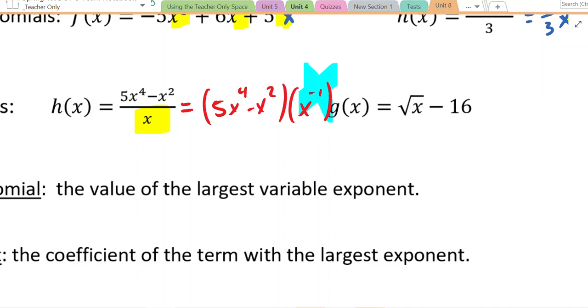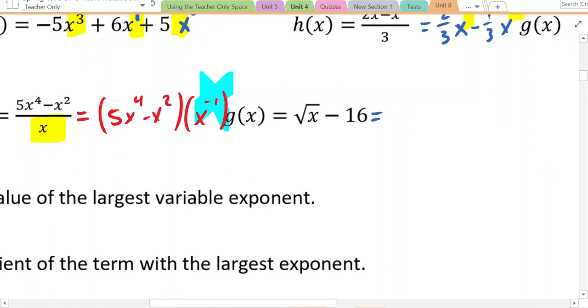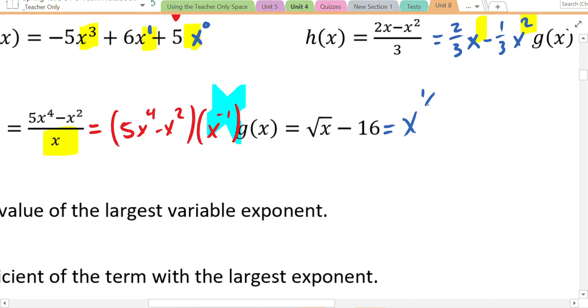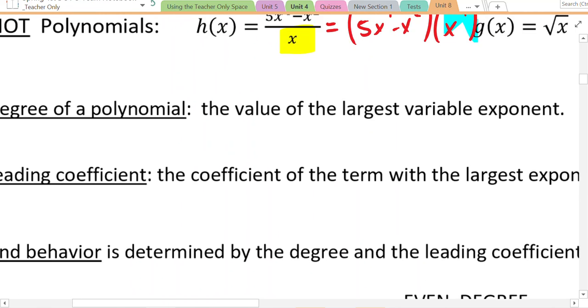So that's not a polynomial. Over here, we rewrite this as x to the 1/2 power minus 16. And we're not allowed to have fractional powers. So that's not a polynomial either.